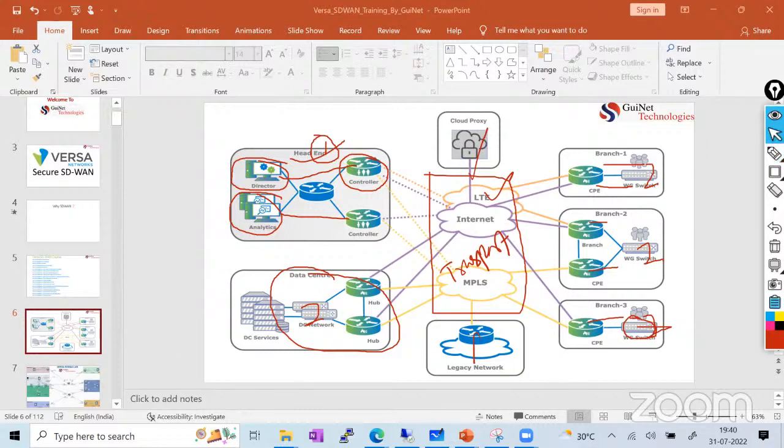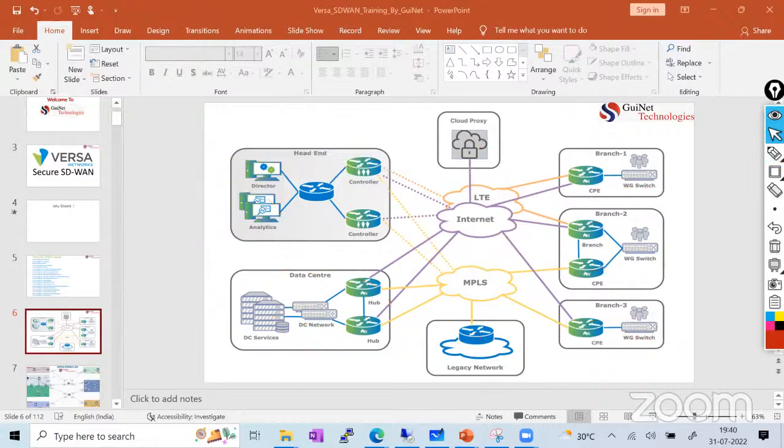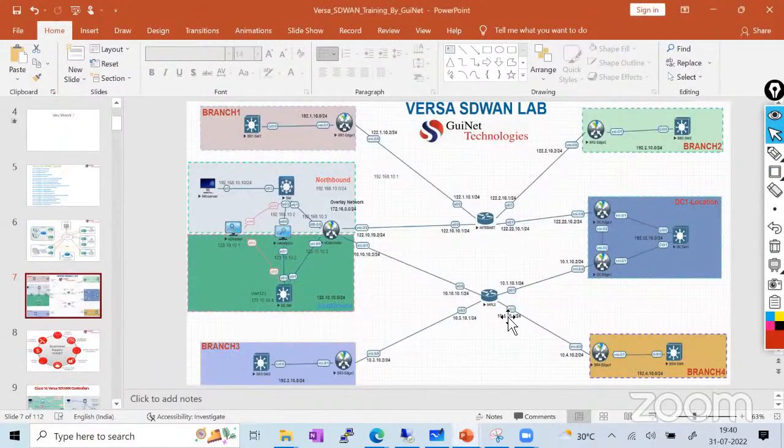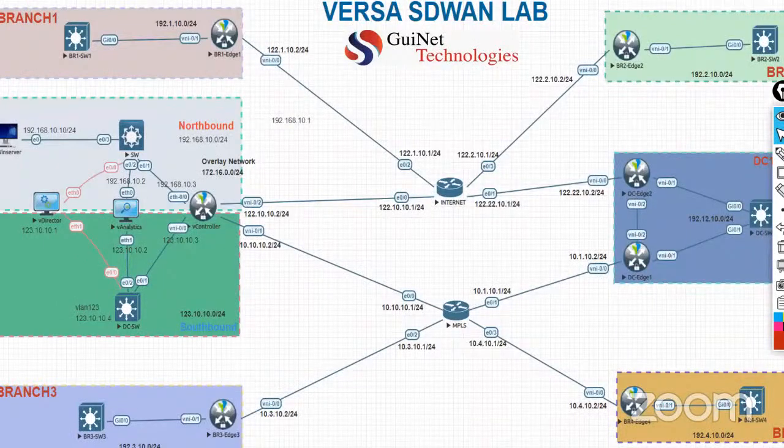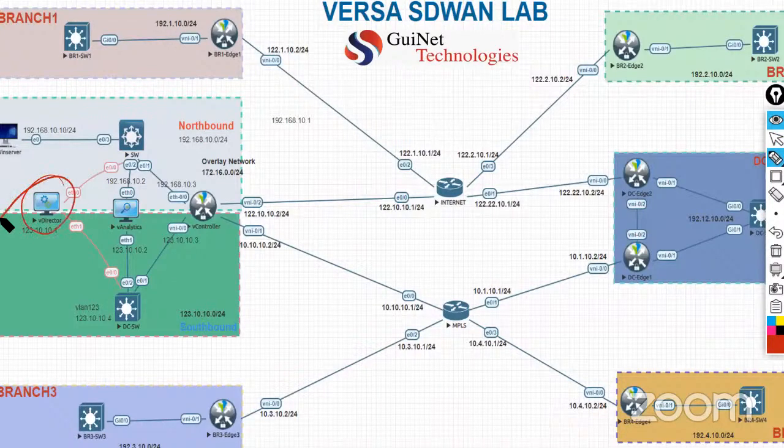If I go to the next slide, you see here, this is our lab. This is the GuiNet technology lab. And we have almost similar kinds of features. We have the controllers, where we have the directors, the analytics, and the controllers, that is the IP where we install the routings.